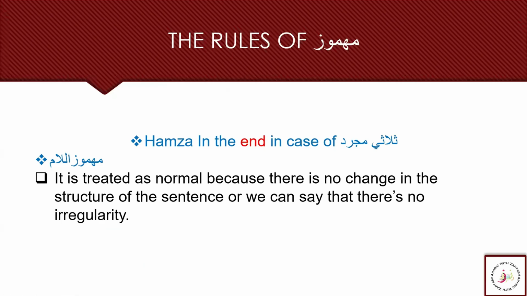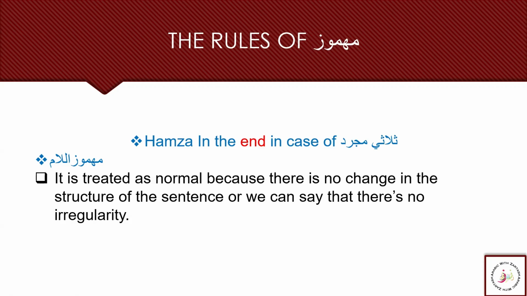Now the next thing is the hamza in the end in case of Salasi Mujarrad, Mahmuz Allam. It is again treated as normal because there is no change in the structure of the sentence, or we can say that there is no irregularity. So this is when we are doing the Salasi Mujarrad. Hamza is in the end as Mahmuz Allam, Mahmuz Alfa, Mahmuz Al Ain. So hamza is taken like any other normal letter.